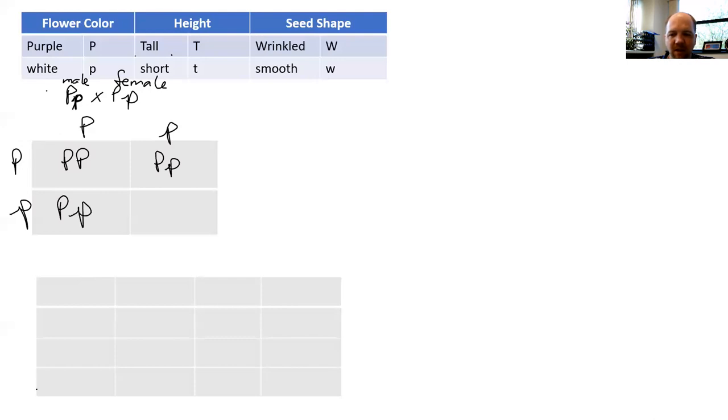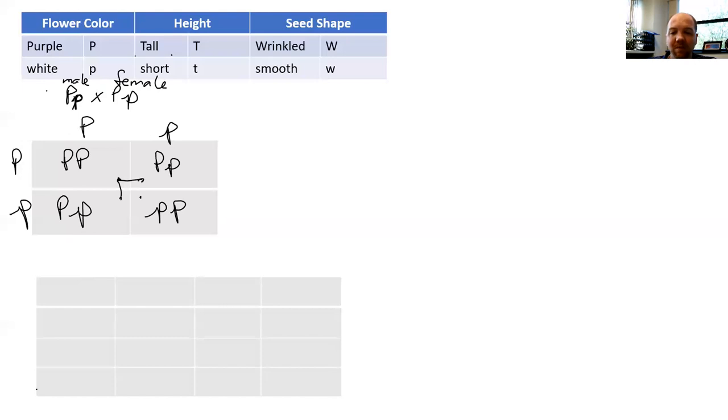And we can see that genotypically, this is a 1 to 2 to 1 ratio. Phenotypically, it's a 3 to 1 ratio. So genotypically, we have a homozygous dominant, that's 1. We have 2 heterozygotes, which is 2, and then we have 1 homozygous recessive, so we have a 1 to 2 to 1. But for phenotype, all 3 of these individuals are going to be purple, and so phenotypically we have a 3 to 1 ratio.